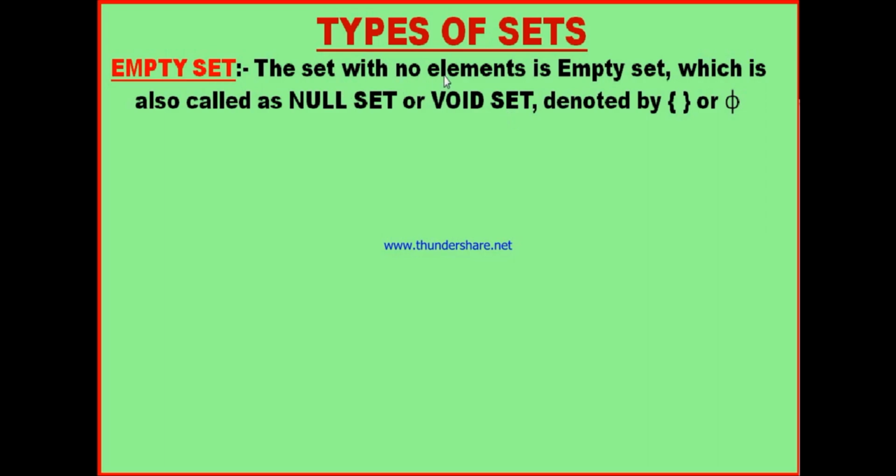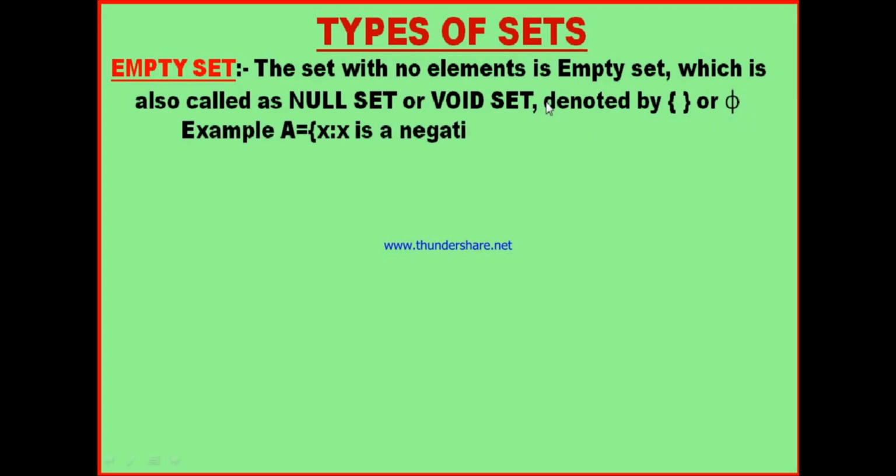An empty set means a set without elements, or a set with no elements is called an empty set. This is also called a null set, and it is also called a void set. This empty set is represented by these curly brackets without any element, or the letter phi.